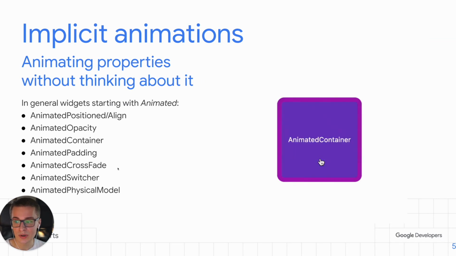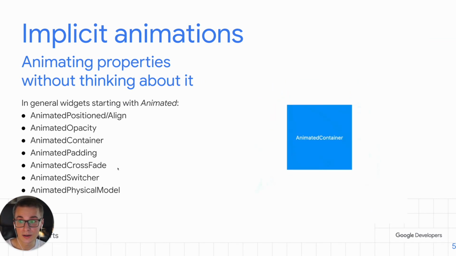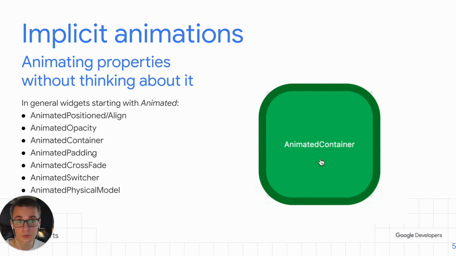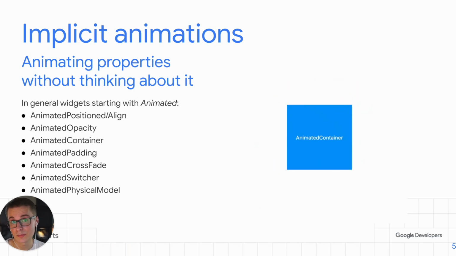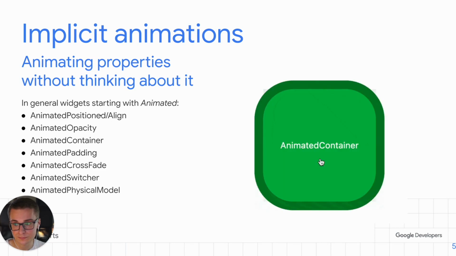So we have a bunch of these implicitly animated widgets, and for most of the use cases, you should be able to use some of them in your app. Like animated padding will make the padding animated. Animated switcher will switch between two widgets that you provide, and we'll try to animate between them.